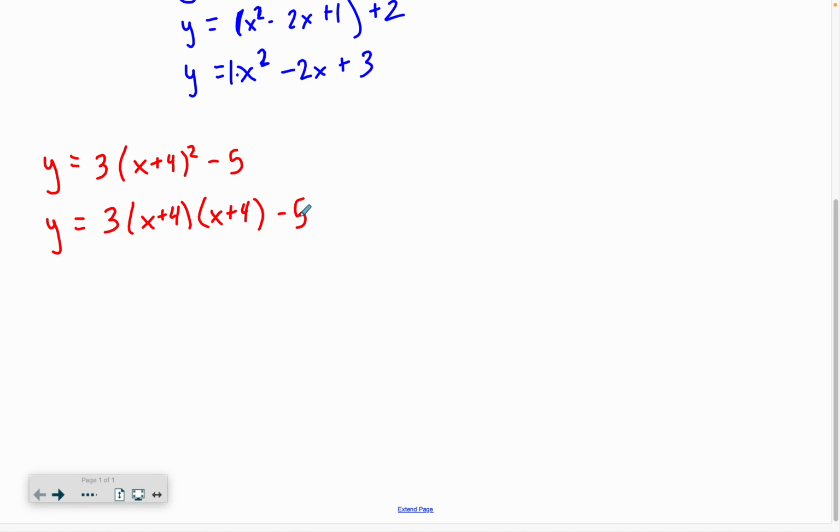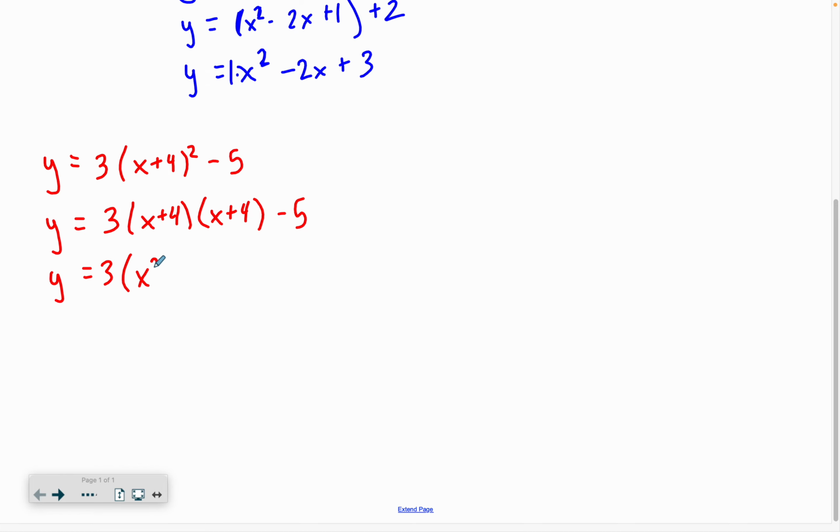And then the minus 5 will stay there. So now we're going to leave this 3 out front, and we'll just FOIL the x plus 4 and x plus 4. You could do something with the 3 first, but my advice always to students is take care of this a value after you FOIL.